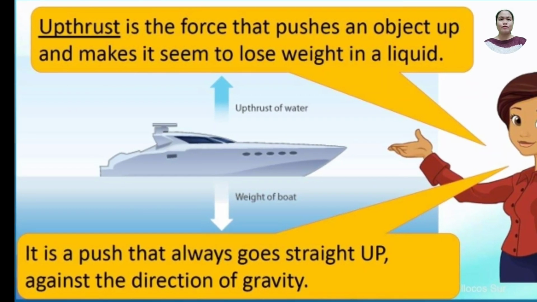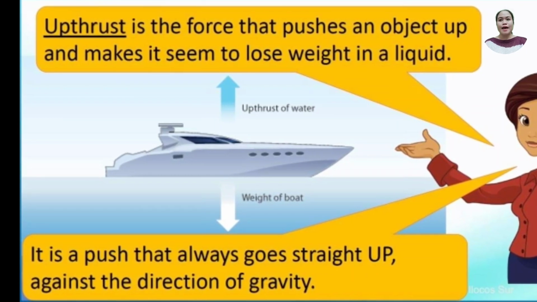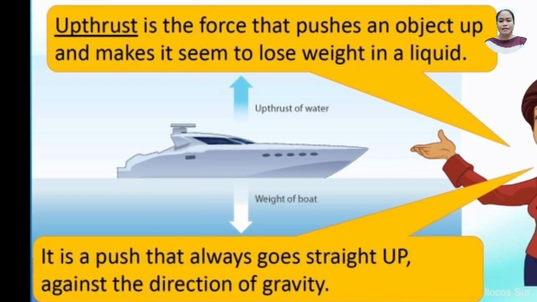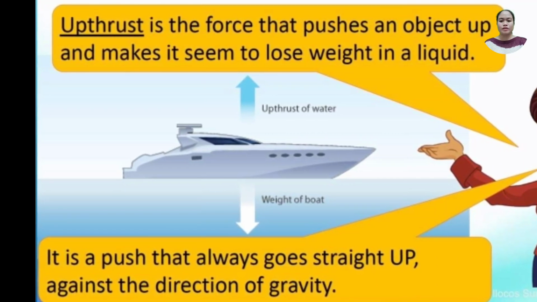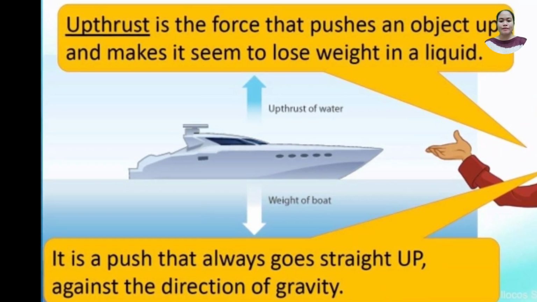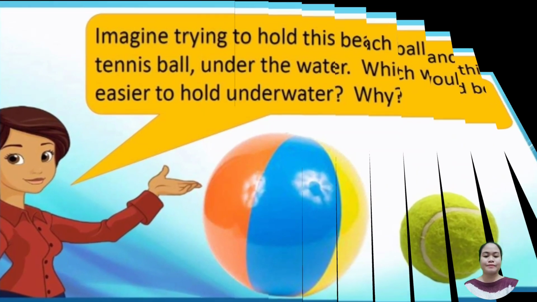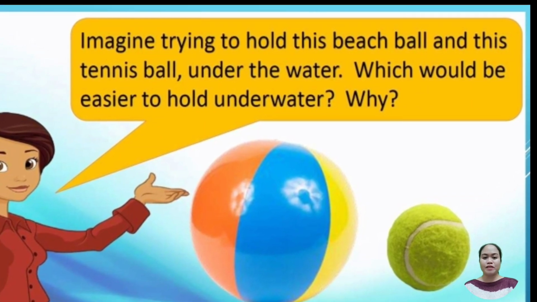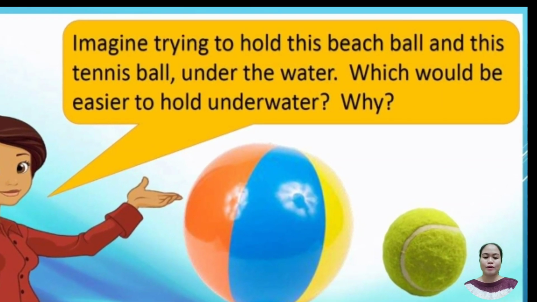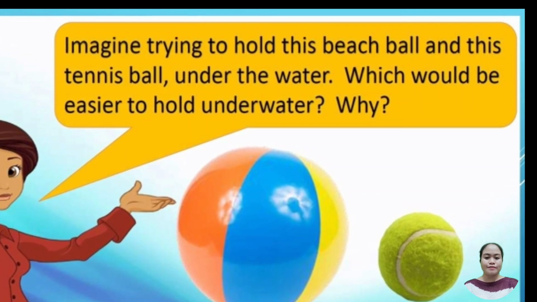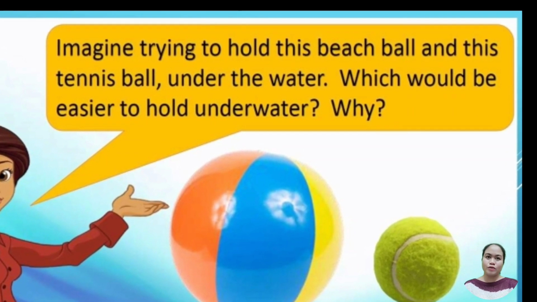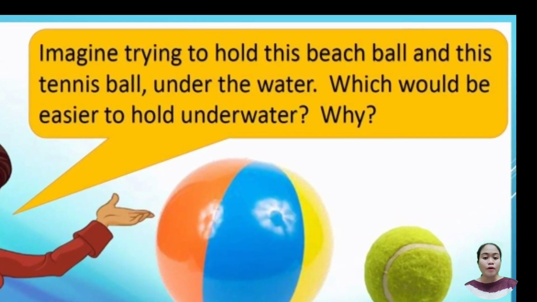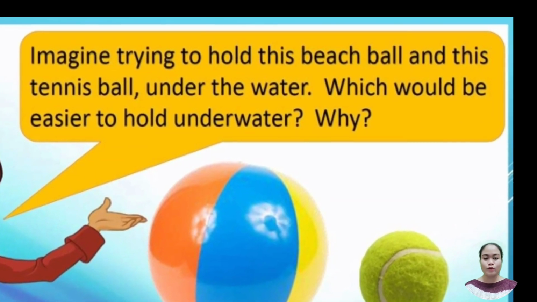Upthrust is a force that pushes an object up and makes it seem to lose weight in a liquid. It is a push that always goes straight up, against the direction of gravity. Imagine trying to hold this beach ball and this tennis ball under the water. Which would be easier to hold underwater? The beach ball or the tennis ball, and why?